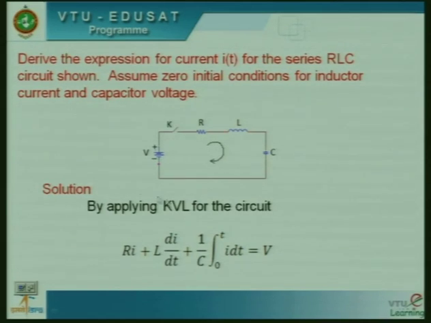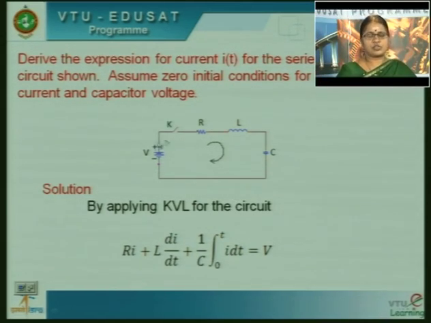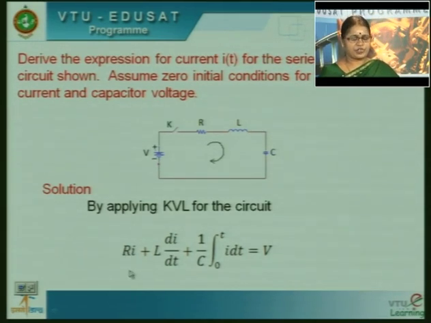So, this is the circuit under consideration. We have a DC source with constant voltage V, a switch which is closed at time t is equal to 0, and a resistor, inductor and capacitor connected in series. When I close the switch at time t is equal to 0, and if I write the equation for the circuit by applying Kirchhoff's voltage law, we can write the equation as the supply voltage V is equal to the drop across the resistor plus the voltage drop across the inductor plus the voltage drop across the capacitor.